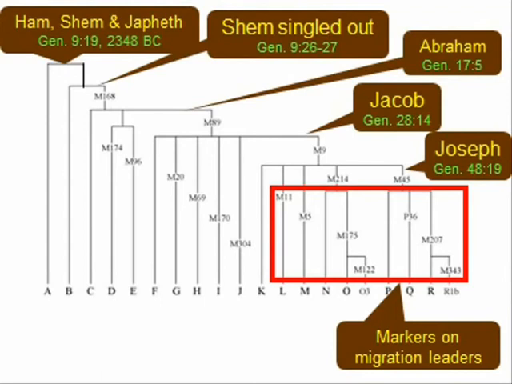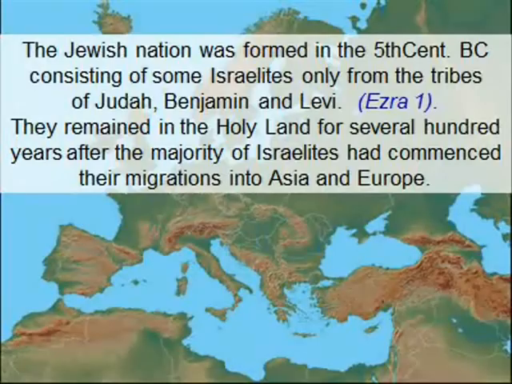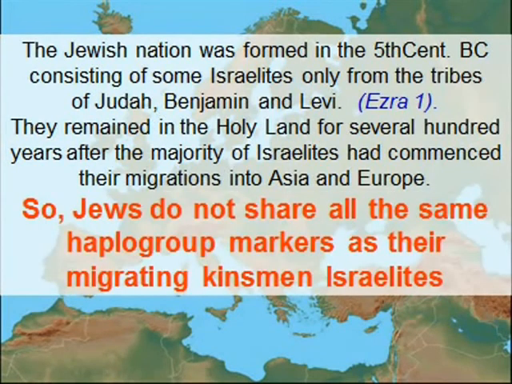And so you say, what about the Jews? The Jewish nation was formed in the 5th century BC, consisting of some Israelites, but only from the tribes of Judah, Benjamin and Levi in Ezra 1. They remained in the Holy Land for several hundred years after the majority of Israelites had commenced their migrations into Asia and Europe. So Jews do not share all the same haplogroup markers as their migrating kinsmen Israelites.